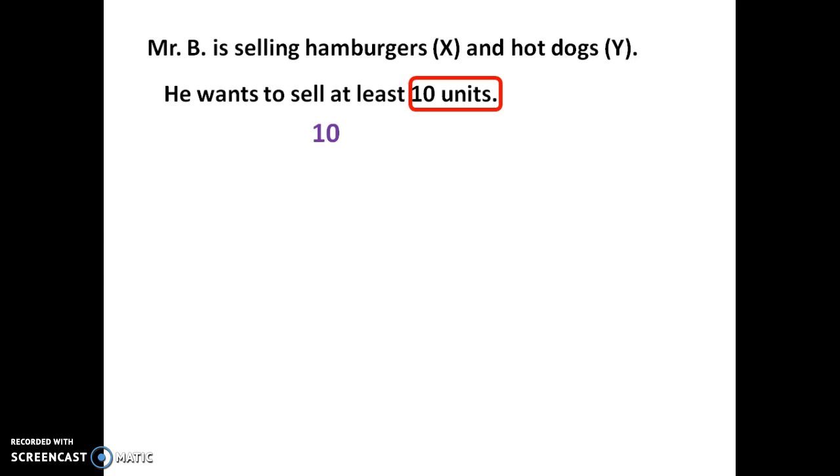So we have 10, and then we have units is X plus Y. So whatever hamburgers he sells plus however many hot dogs needs to be at least 10. At least is greater than or equal to. So X plus Y is greater than or equal to 10.